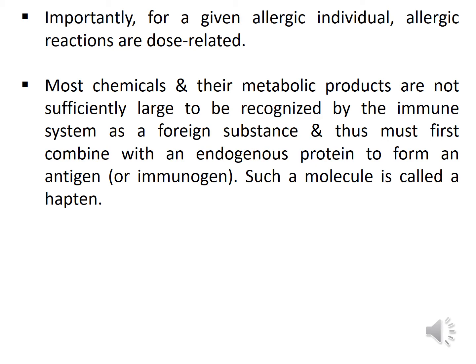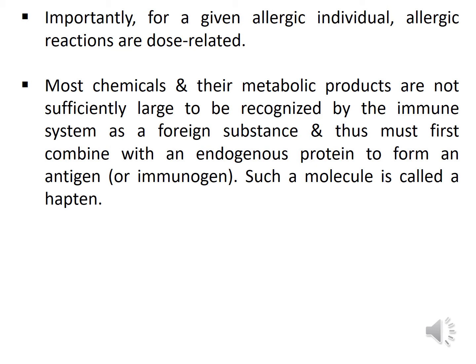Now, the question is, how does an immune response occur? Simply, an immune response occurs when a foreign molecule is recognized by the immune system. Most chemicals and their metabolic products are not sufficiently large to be recognized by the immune system as a foreign substance, and thus must first combine with an endogenous protein to form an antigen or immunogen. Such a molecule is called a hapten.